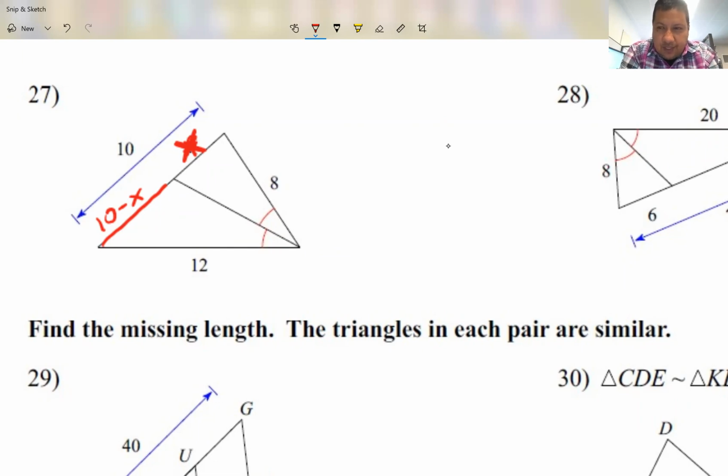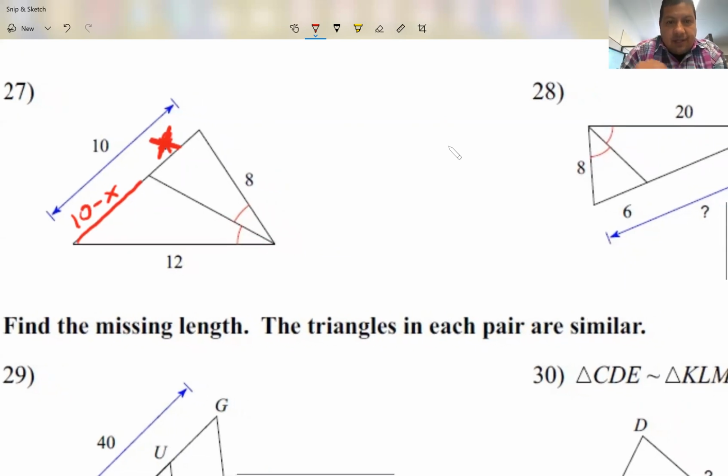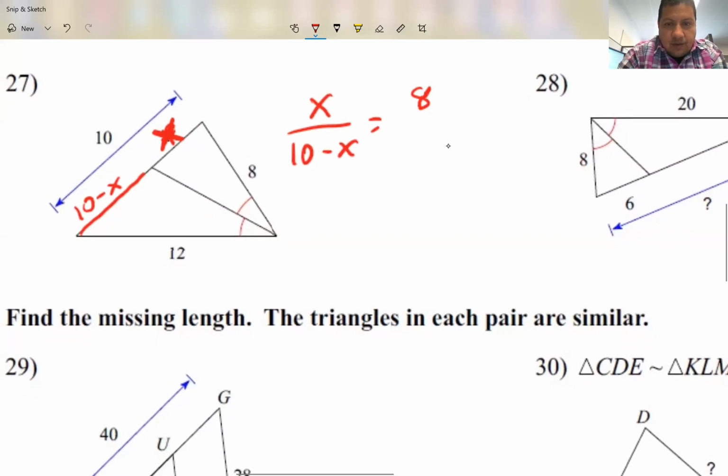I know we talked a few days ago that when we're finding a small measurement, given a big measurement, we subtract the values given. Remember, you have two small measurements and a big one. If you're finding one of the two small measurements, you go the big measurement minus the small one given. All right, so now let me write this as X over 10 minus X is equal to 8 over 12. I will be able to solve for X here.